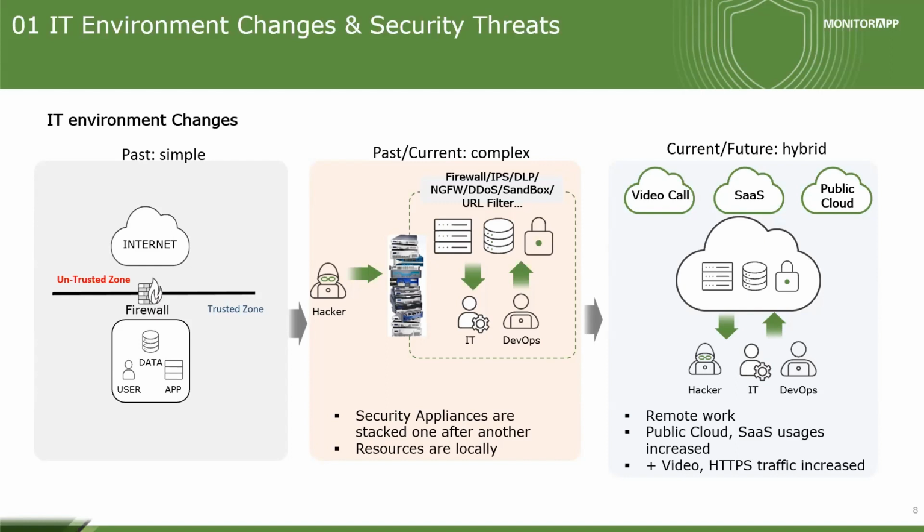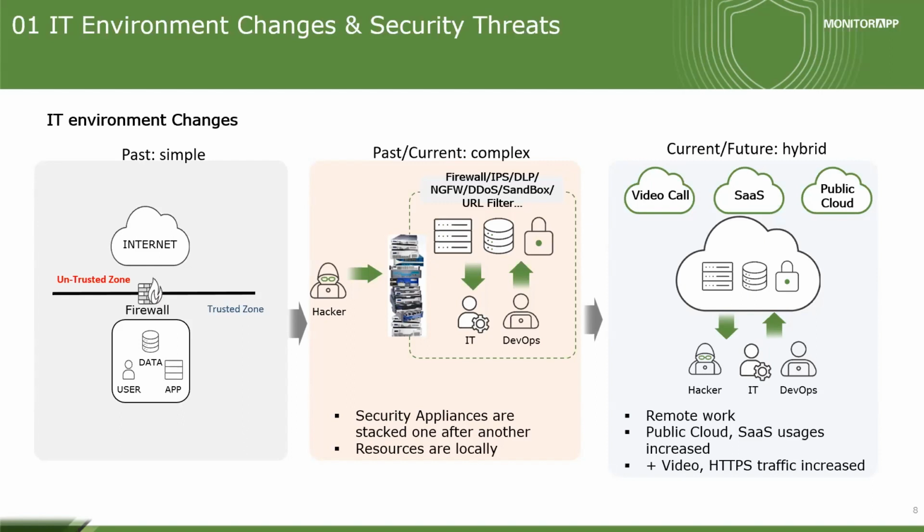But due to new security risks, for example, in order to detect or protect from layer 7 attacks, we need to install additional security appliances like IPS, DLP to protect from data loss, and a sandbox to check more sophisticated malware and something like that. So we had to install the security appliance stack one after another.